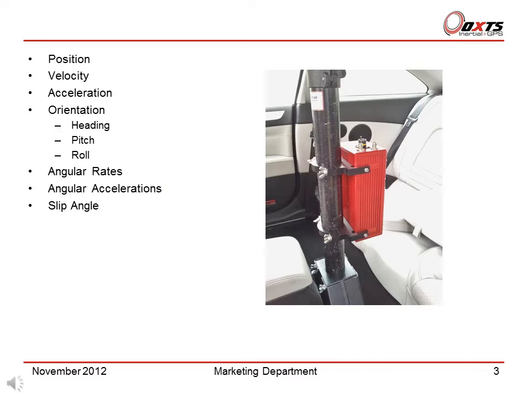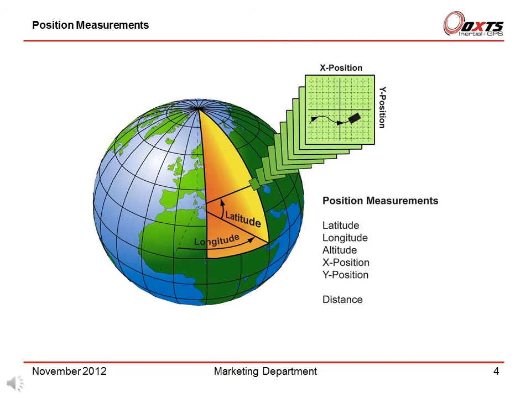What does the RT measure? The RT measures position, velocity, acceleration, orientation, for example heading, pitch and roll, the angular rates, angular accelerations and the slip angle. The core measurements are made by the RT. Other values can be computed from the fundamental measurements.